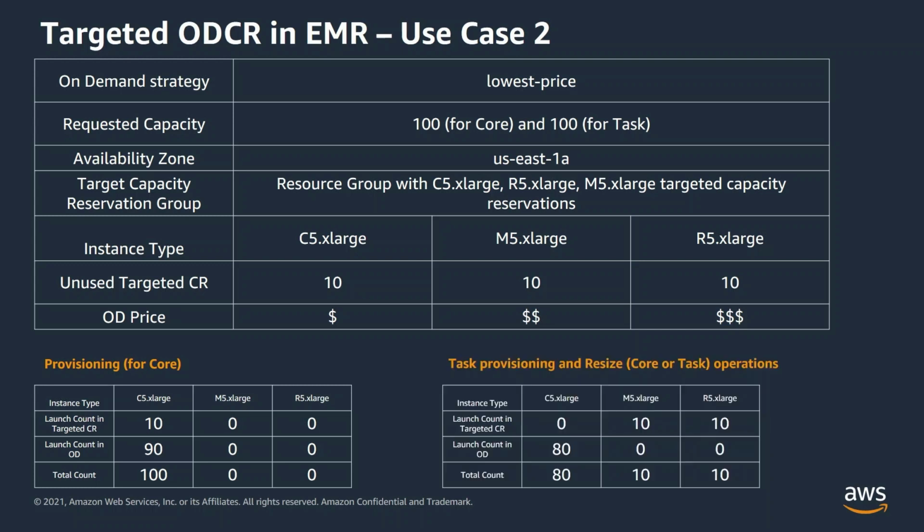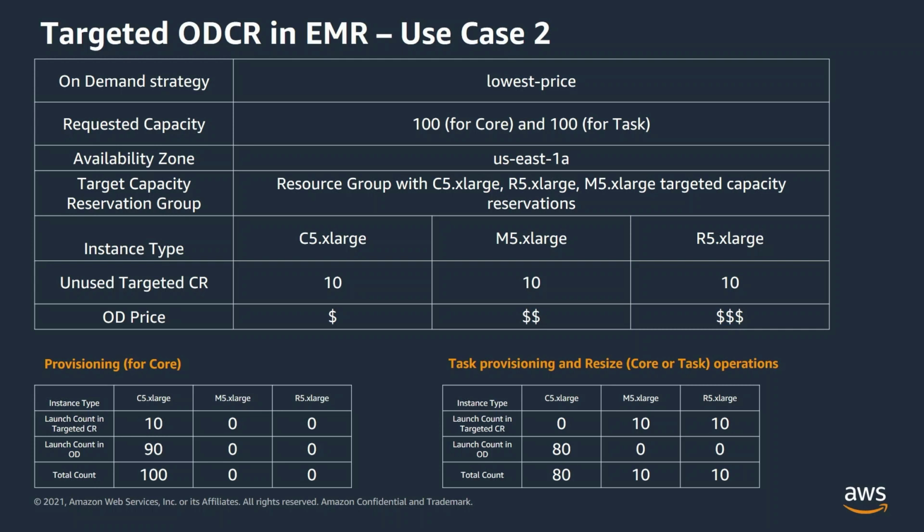During task fleet provisioning of the requested capacity of 100 task nodes, the AZ is still locked to US East 1A. Here, EMR will try to launch as much capacity as possible from the unused targeted ODCRs of each instance pool until the request is fulfilled.